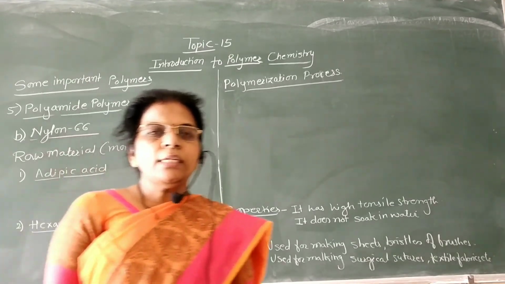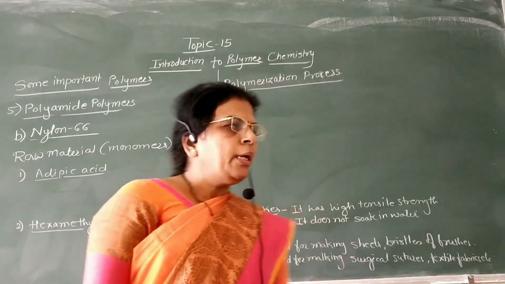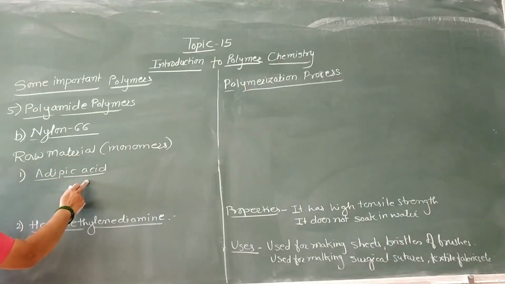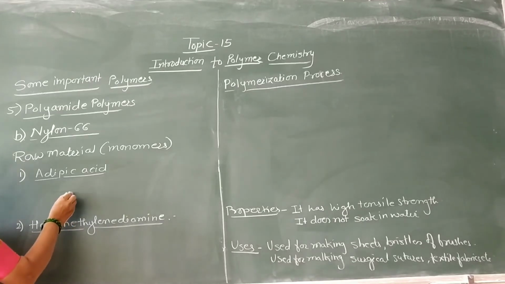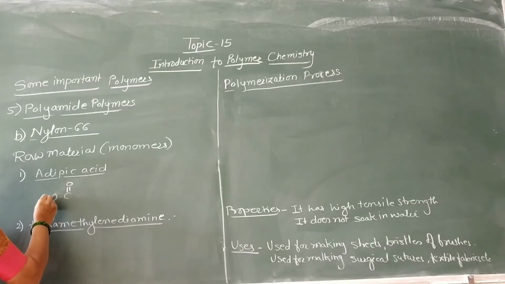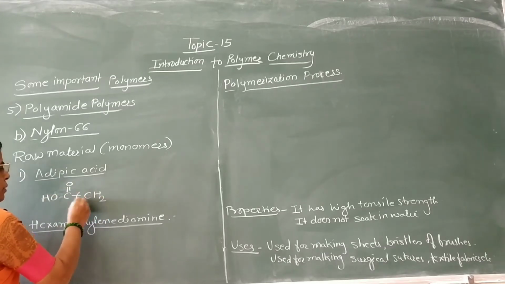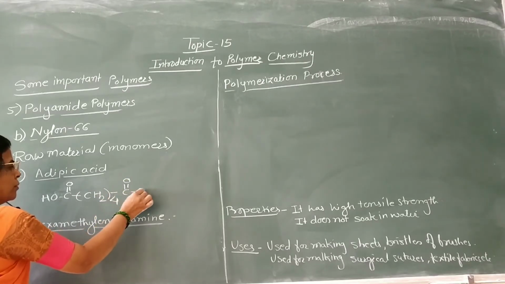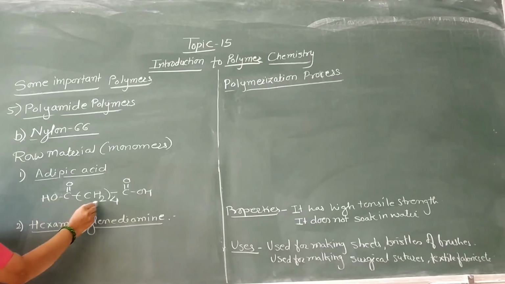Now we are going to see the second type of polyamide polymer, which is nylon 6,6. The raw materials or monomers used for the preparation of nylon 6,6 are adipic acid. The structure of adipic acid is HOOC, CH2 4 times, COOH. This is adipic acid. In this monomer there are 6 carbon atoms.